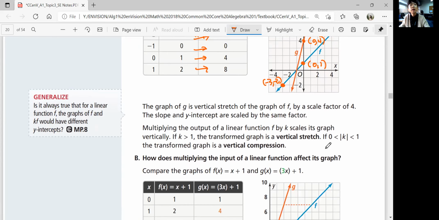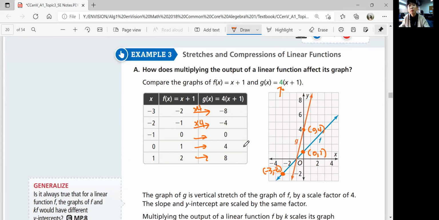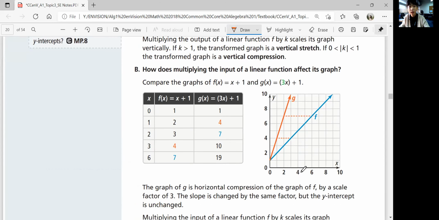Okay, what about this one? How can we multiply the input? Okay, we multiply the output here. We're multiplying the input here. Okay, compare these graphs. X plus 1 is your original graph, and then we have 3x plus 1. What's the difference with the multiplication of the output? You're only multiplying x. You're not multiplying the whole function, right? That's when you have an input.